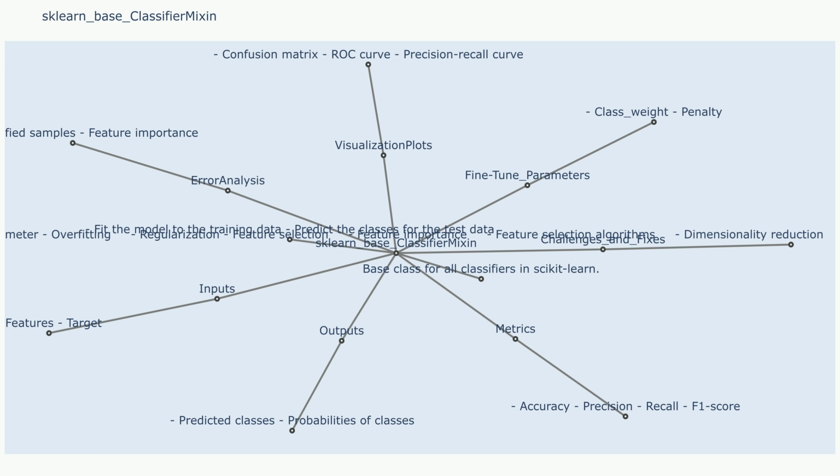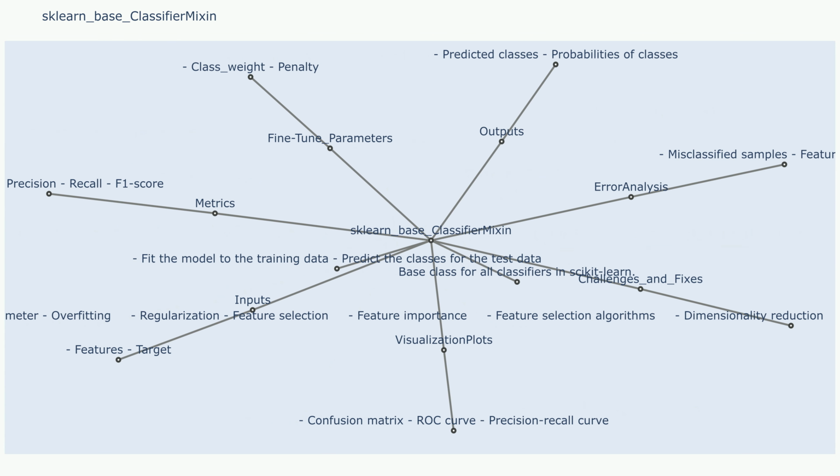Description: ClassifierMixin is a base class in scikit-learn (sklearn) that provides a common interface for classification algorithms. It defines the basic methods that all classifiers in sklearn should implement. This ensures consistency and allows for seamless integration with other sklearn components.